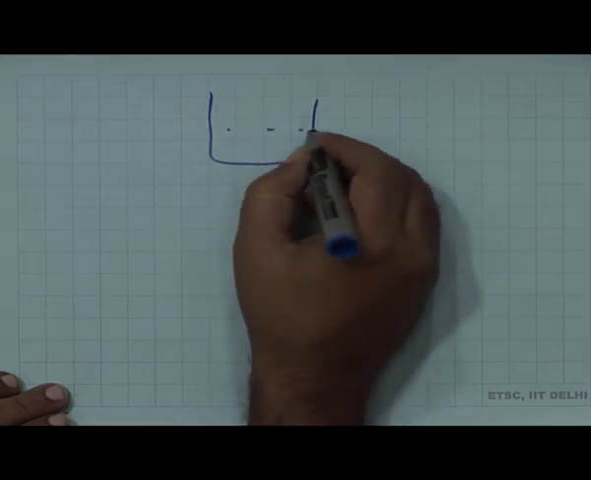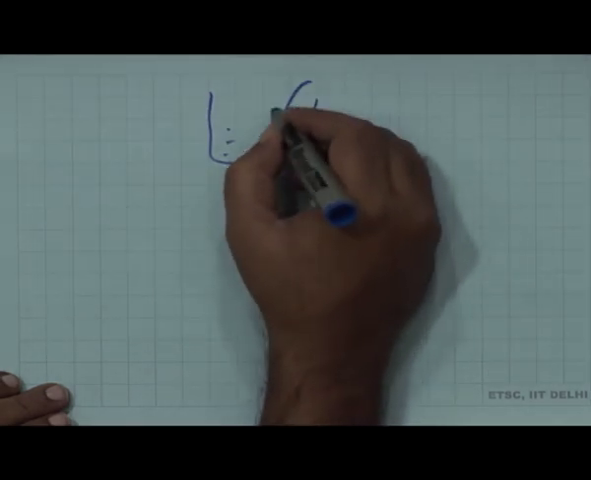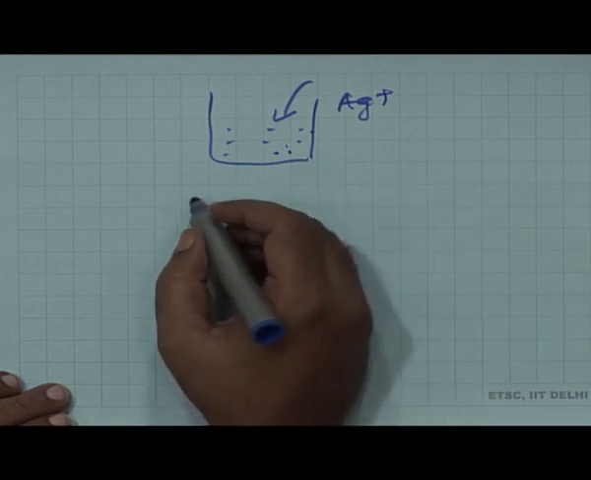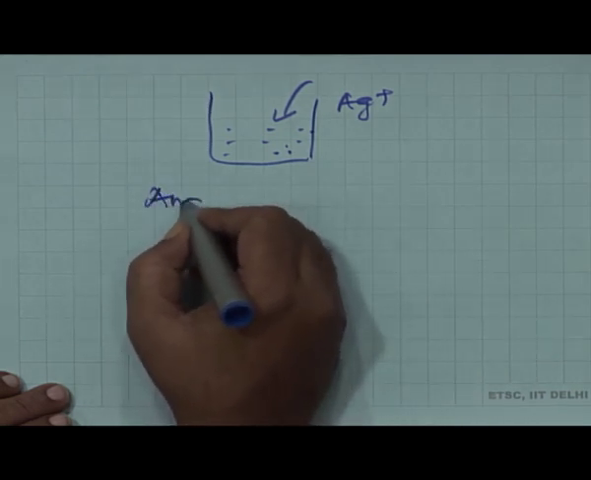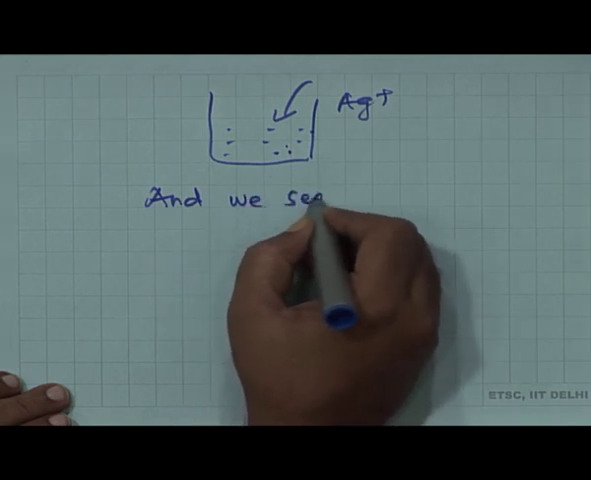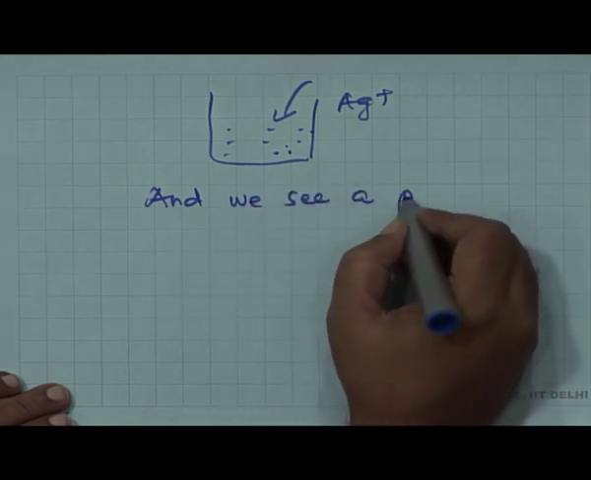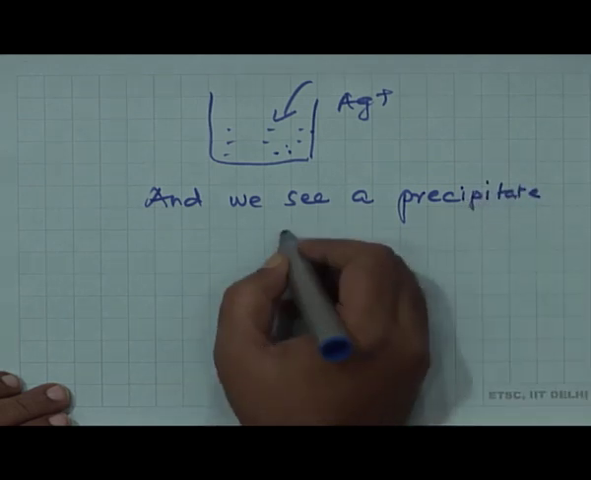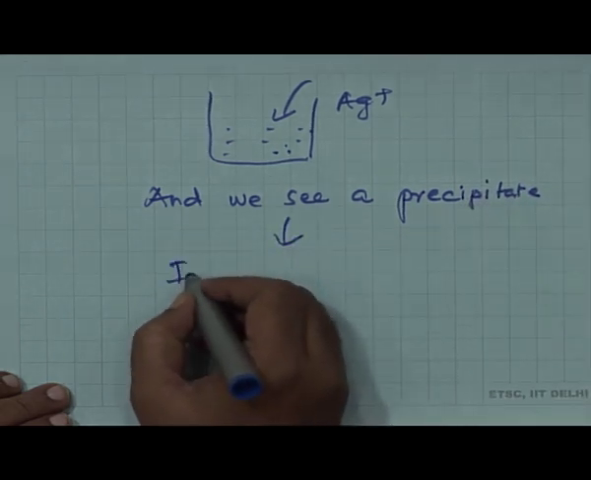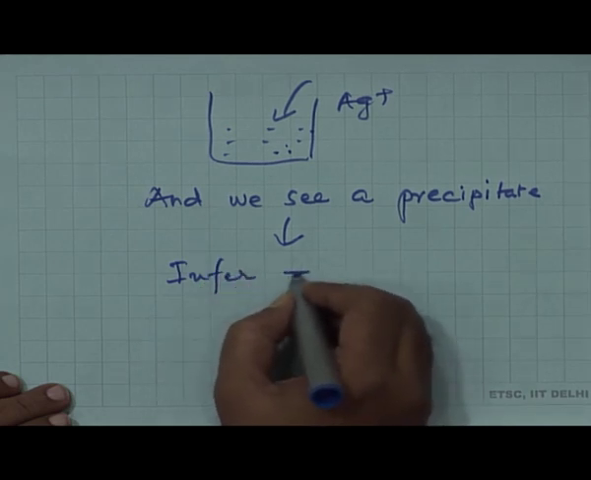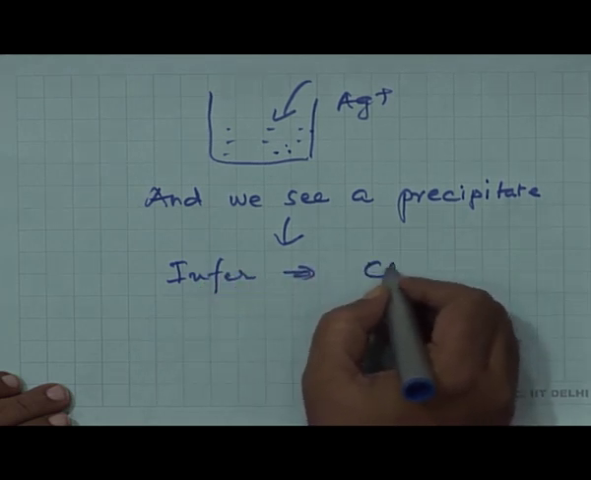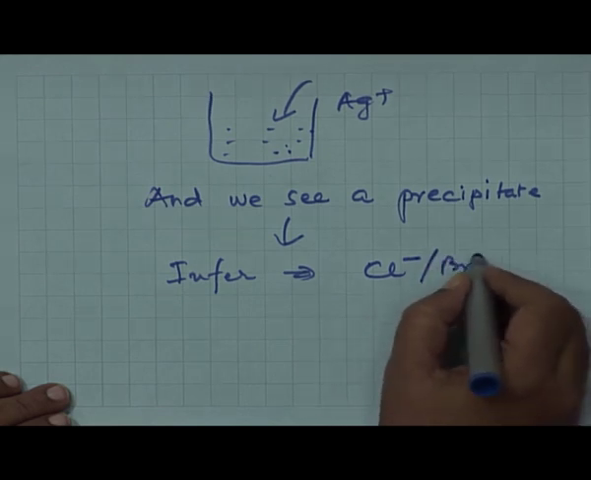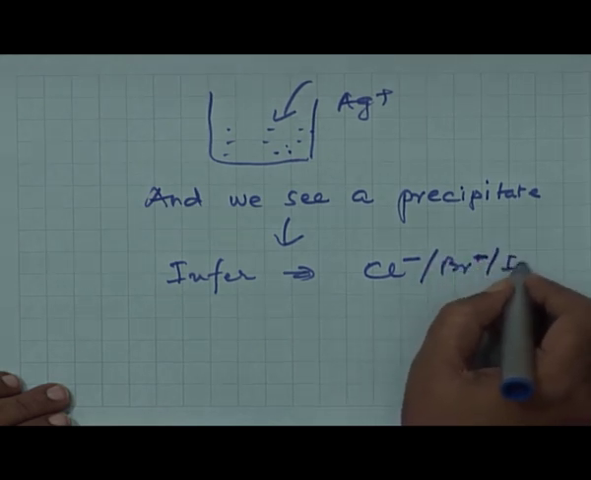Suppose we have a solution and we add Ag plus ion, and we see a precipitate, then we can infer that chloride ion or bromide ion or iodide ion is present.